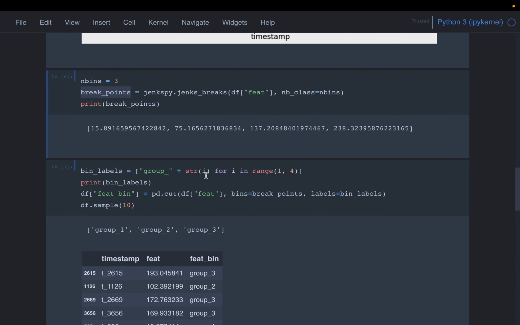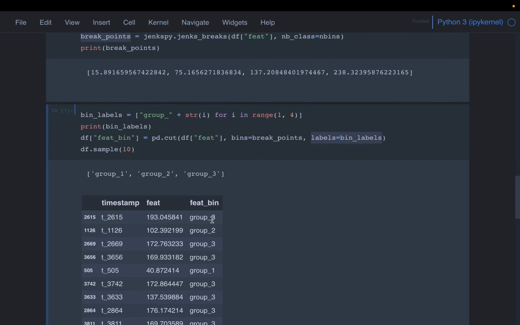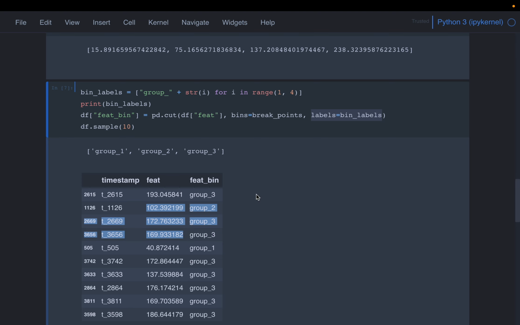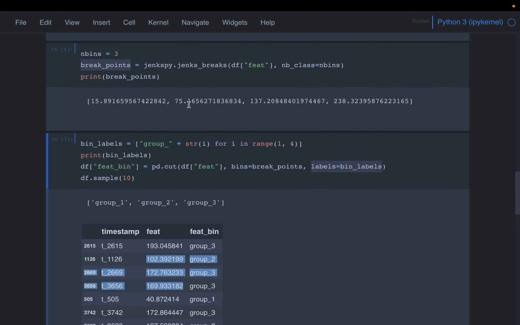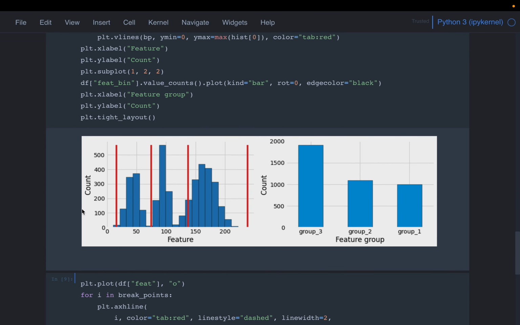Then we are going to use these boundaries to assign a label to each data point using the pandas cut function. To the pandas cut function, we are supplying the raw data and these breakpoints, and the labels we want to give. We are going to give the labels as group 1, 2, and 3. So this raw data, first we have divided into different groups using the breakpoints from the Jenks algorithm, and then we assign the labels. All right, this is how the binning looks.